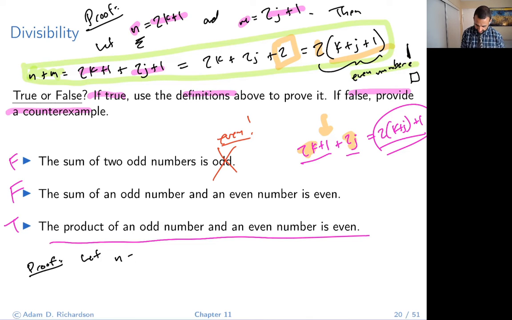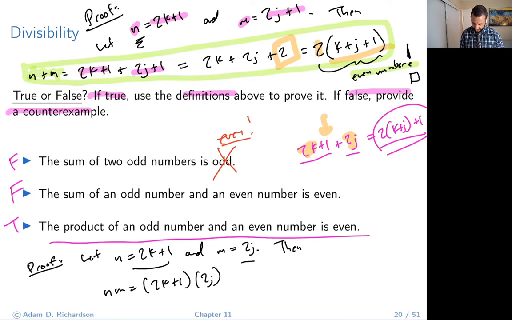I'll say let n be 2k plus 1 and m be 2j. There's an odd number and an even number. Then I'm going to multiply them together. n times m is equal to (2k plus 1) times 2j. And this is, again, one of those times where you have to squint your eyes and think about the structure you're looking at, and think about the associative property of multiplication, right? I can move some things around and write it as 2j times (2k plus 1), right? There you go.